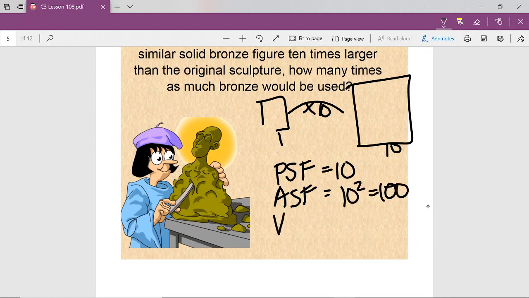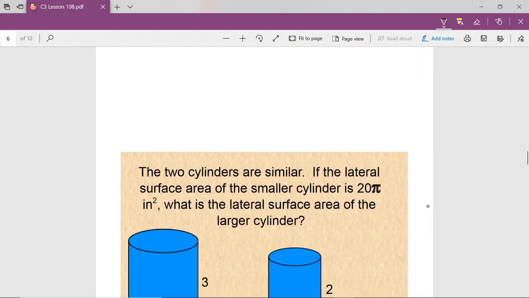But since I'm talking about the figure, the actual sculpture, which is talking about volume, I'm going to take 10 and cube it to get 1,000. I need 1,000 times more bronze for the new, bigger figure compared to the smaller. Since they are similar, we can assume that this is correct.